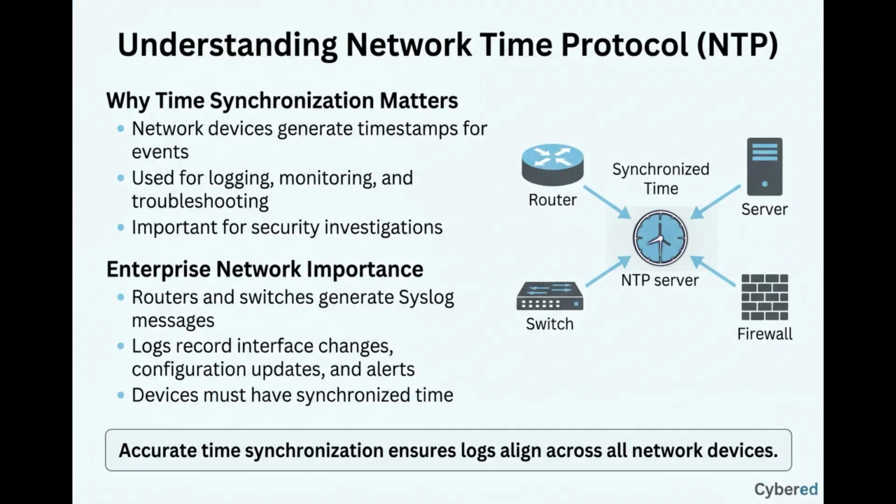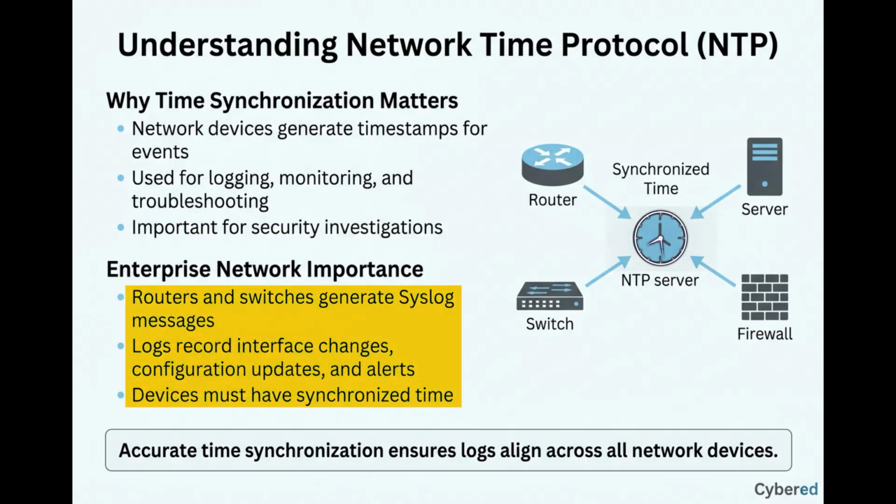Time plays an important role in networks because it allows administrators to track when events occur. Devices such as routers, switches, servers, and security systems generate timestamps that record when actions happen. These timestamps are essential for logging, monitoring, security investigations, and troubleshooting. On an enterprise network, maintaining accurate and synchronized time across all devices is critical.